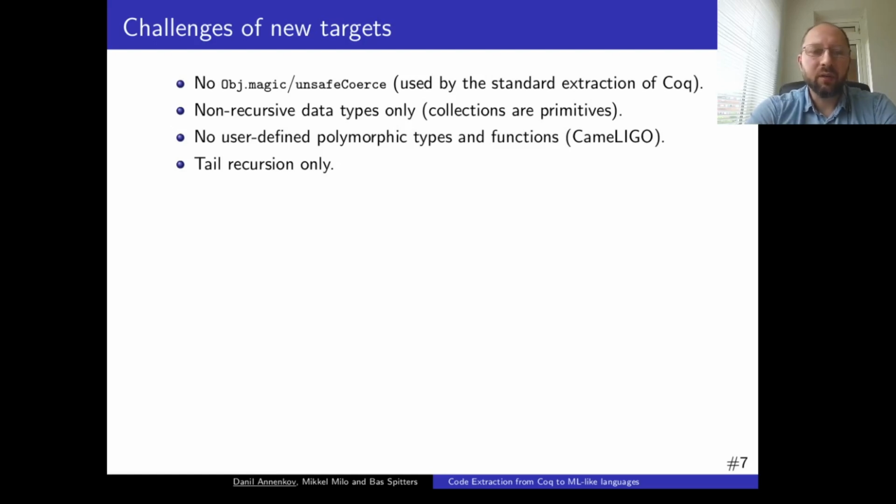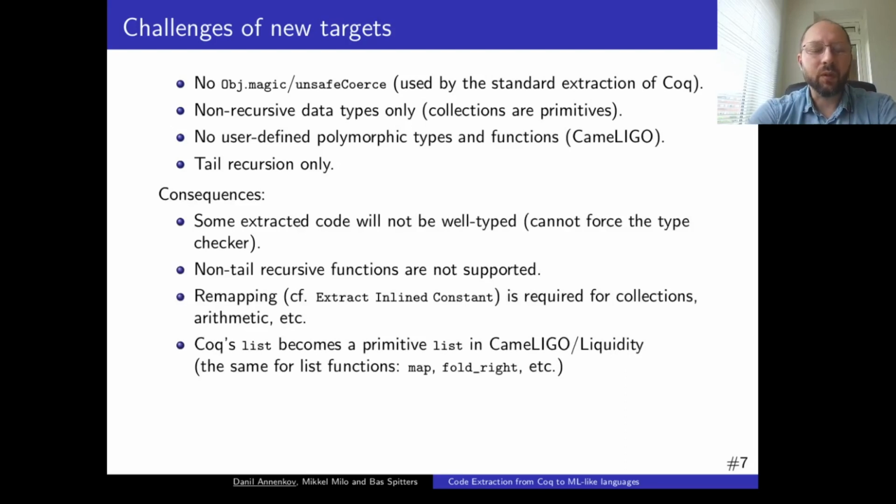Also, in CameLIGO, it's not possible to define polymorphic types in functions. Only, again, the ones that are provided as primitives are polymorphic. And the recursive functions are limited only to tail recursive definitions. It has the following consequences. Some extracted code won't be well typed, and we have no opportunity to force the type checker to succeed due to the absence of mechanisms such as Obj.magic or unsafeCoerce. Currently we do not support non-tail recursive functions.